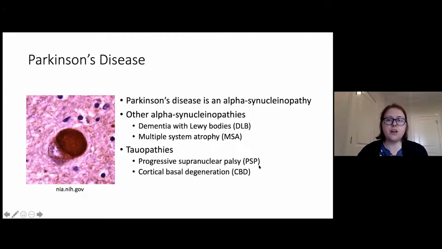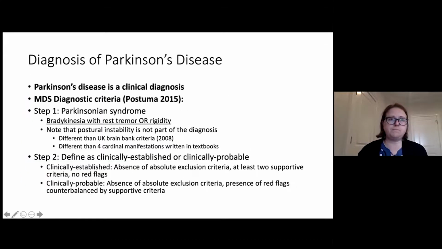And then there are two other Parkinson's plus syndromes, progressive supranuclear palsy and cortical basal degeneration, that are actually due to tau pathology, so misfolded tau rather than alpha-synuclein. But importantly, all four of these syndromes present with Parkinsonism, so they should be on your radar when you're evaluating a patient. And if there are any red flags, you should be thinking, is this not regular old Parkinson's disease, but rather one of these rarer diseases?